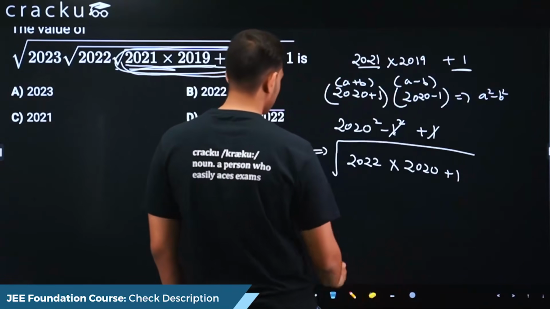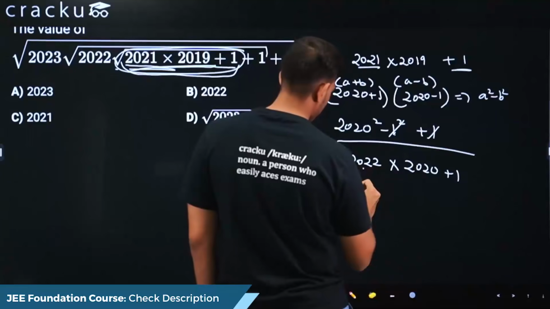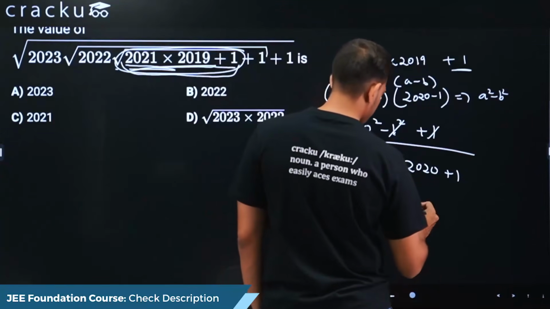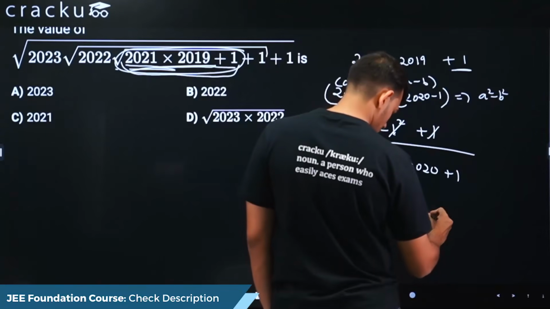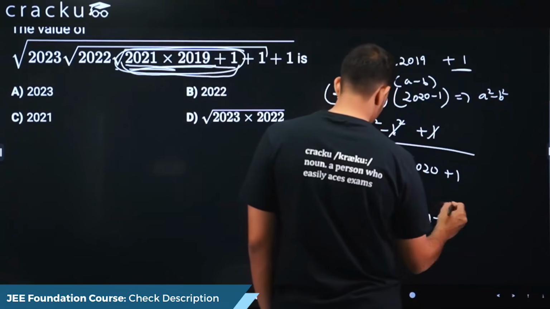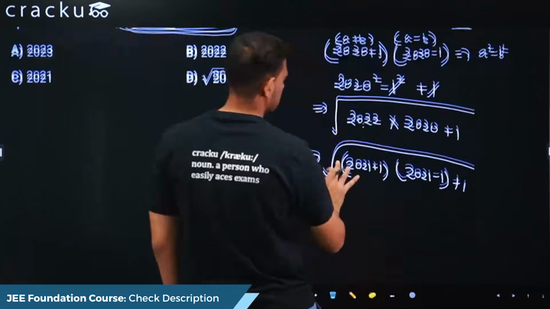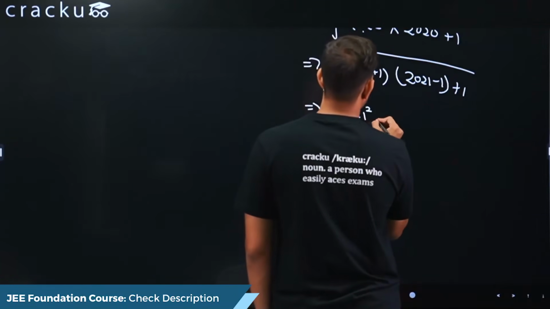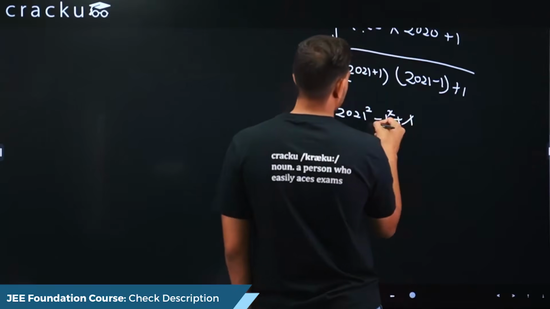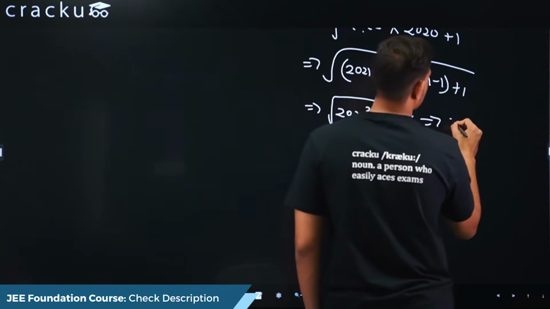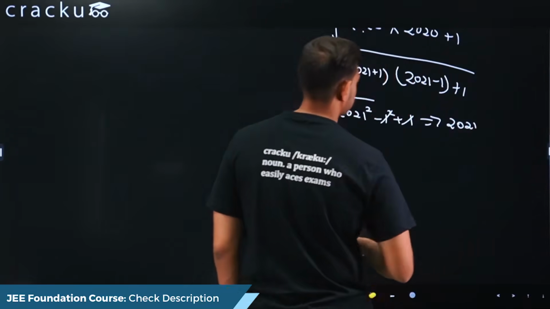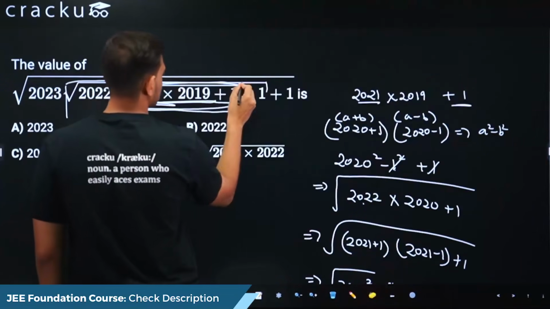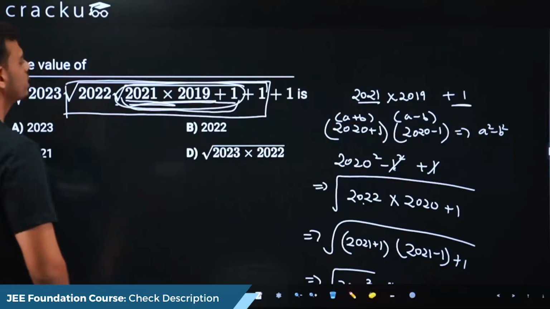We'll use the same thing. This can be written as 2021 plus 1. This will be written as 2021 times 1, the root plus 1. This will come out to be under root 2021 square minus 1 square plus 1, which is 2021. Okay. Now, the value till here is 2021.